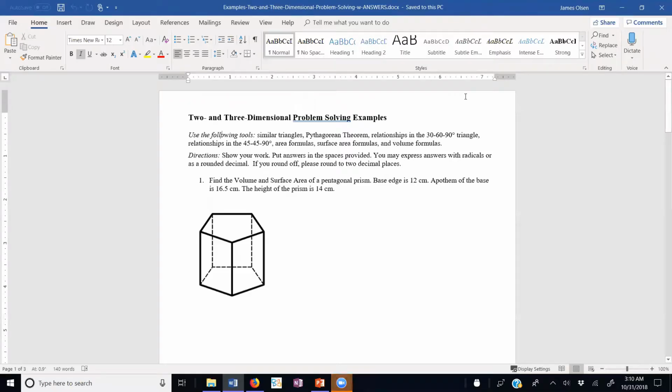Now I'd like to do some examples. Example number 1. Find the volume and surface area of a pentagonal prism. The base edge is 12 centimeters. The apothem of the base is 16.5 centimeters. The height of the prism is 14 centimeters.